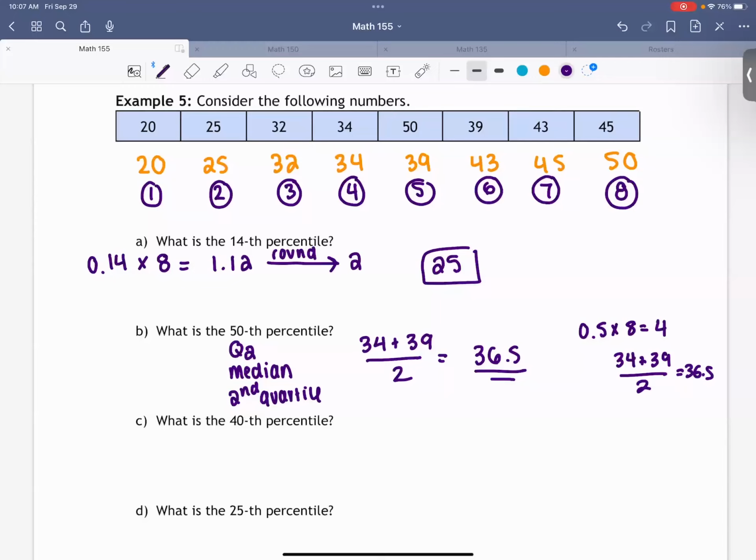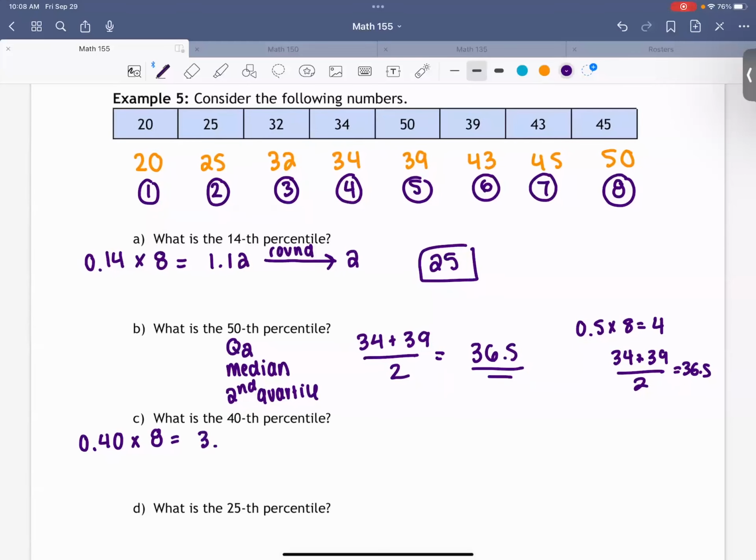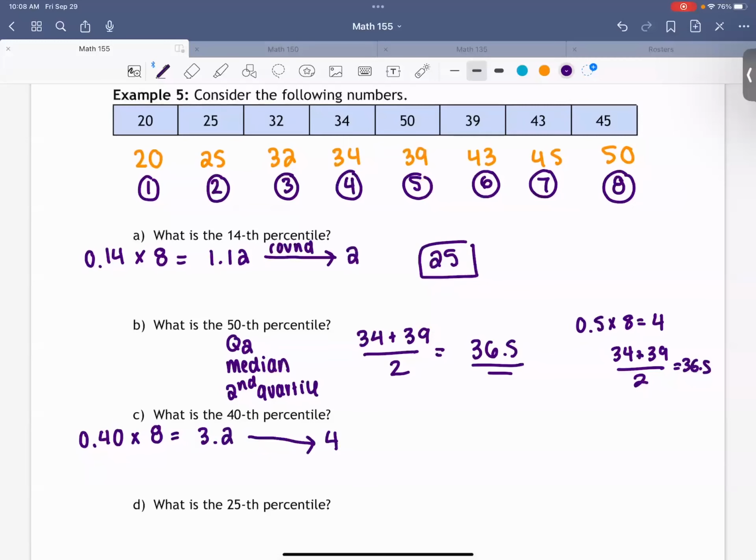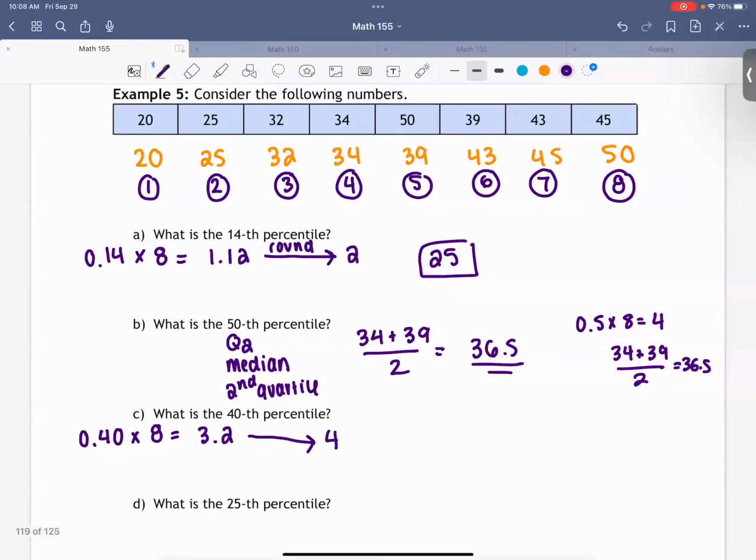Any other questions? All right, let's do the 40th percentile together, just so we're on the same page here. If I want to find the 40th percentile, what is the decimal that I'm going to use? 0.40 or 0.4. What am I going to multiply that by? 8, because that's the number of things that I have. So 0.4 times 8, I'm getting 3.2. What does 3.2 round up to? 4, good. And is 4 my 40th percentile? No, what is it? The 4th number, which is 34. Good. That is the 40th percentile.